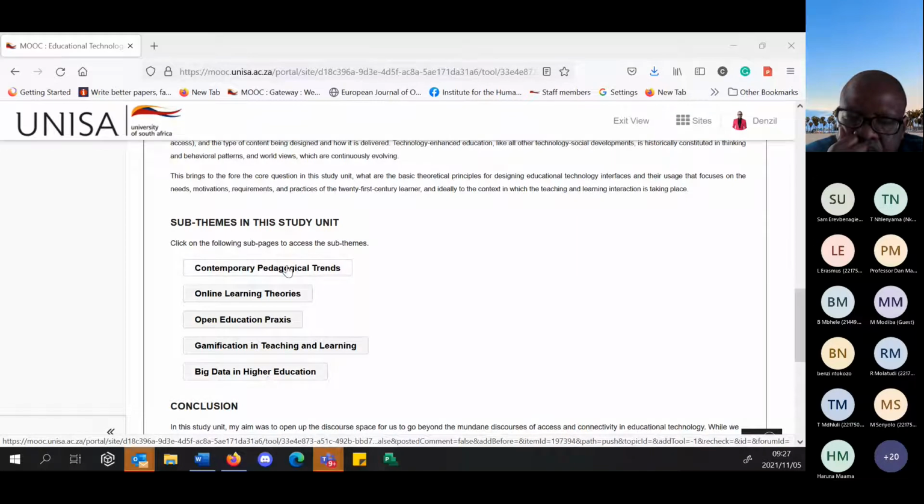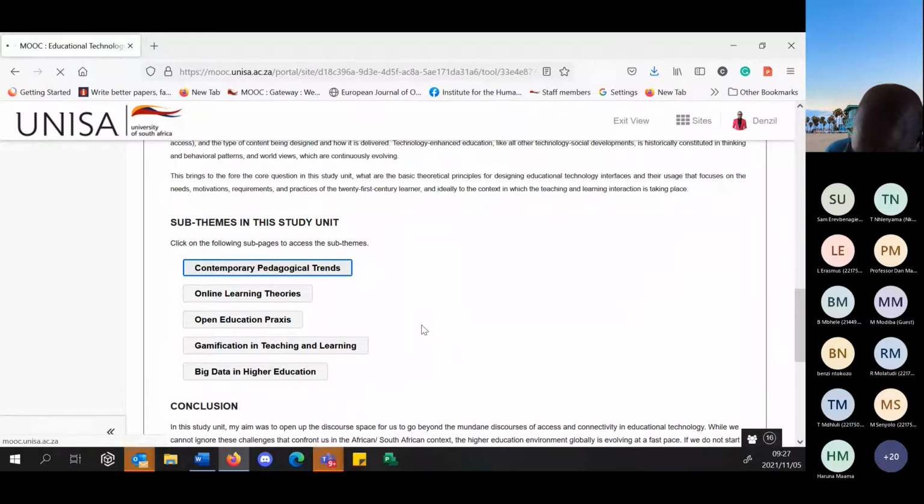So to look at the first one, colleagues, these are sub pages, right? The reason why I put these as sub pages is we would have a very long flow of information here, which would make it difficult to read. So it was easier to sub-categorize these as themes. So simply click on the tab, and it then opens up the contemporary pedagogical trends for you. The internet is slightly slow today, but it's getting there.